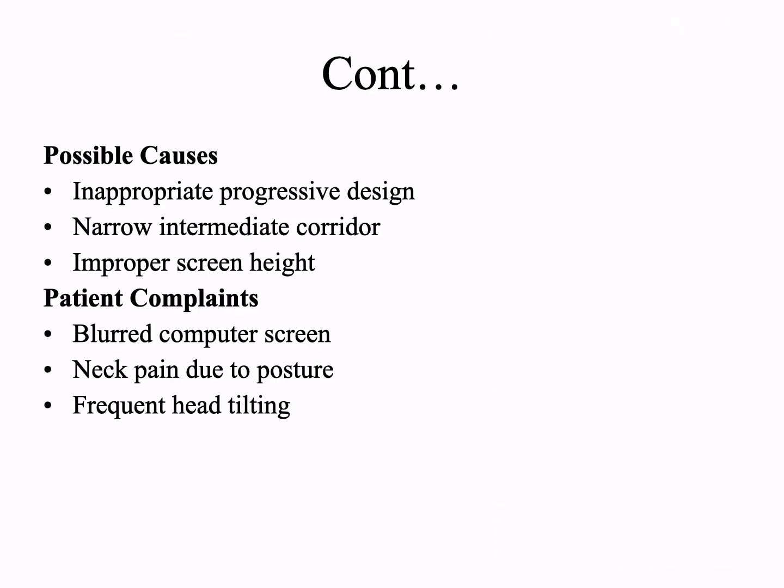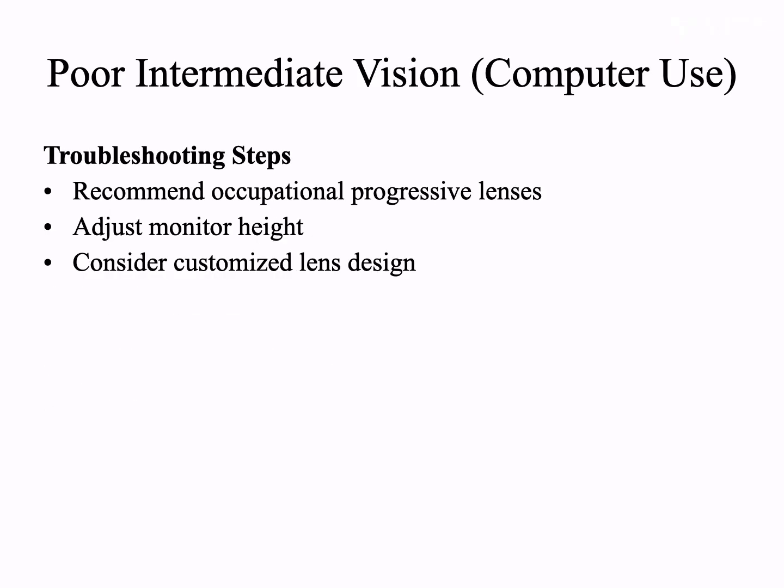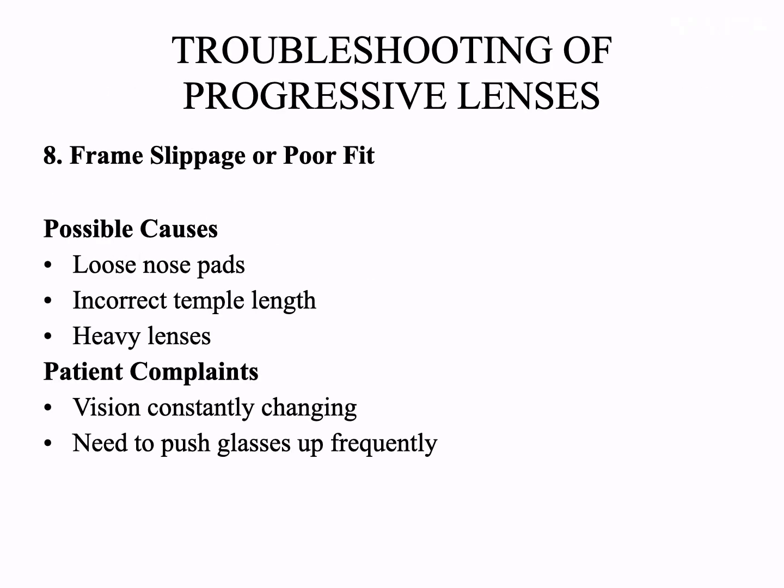And the last is poor intermediate vision, that is the computer zone. What could be the possible causes? Inappropriate progressive design, narrow intermediate corridor, and improper screen height. Patients might complain of a blurred computer screen, neck pain due to posture, and frequent head tilting. Troubleshooting steps might be: recommend occupational progressive lenses, adjust monitor height, and consider a customized lens design.